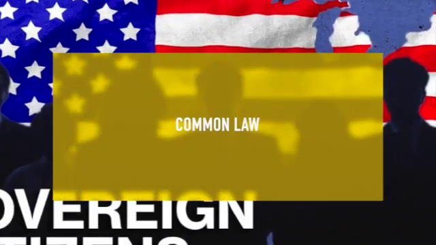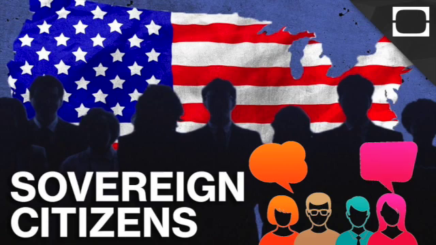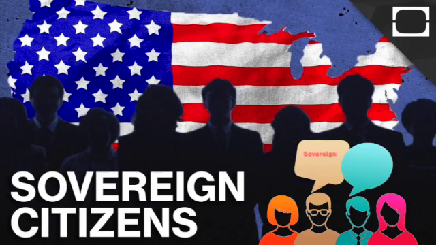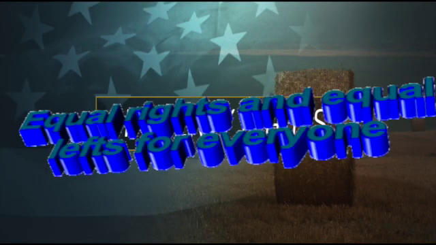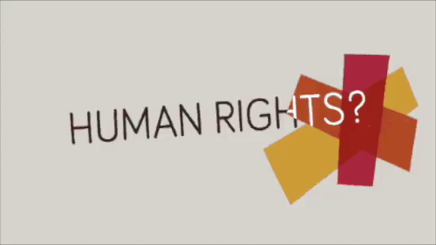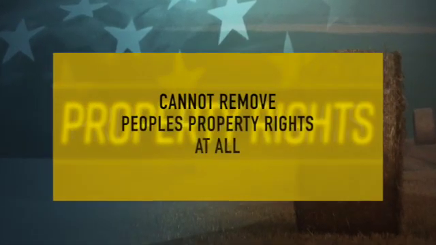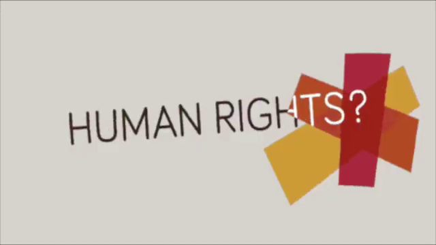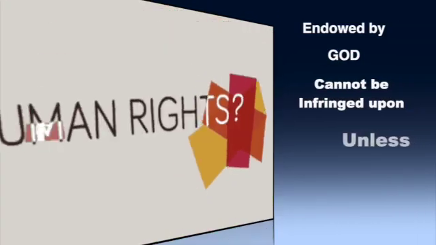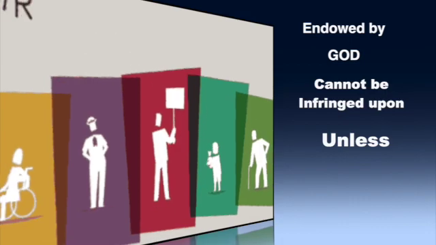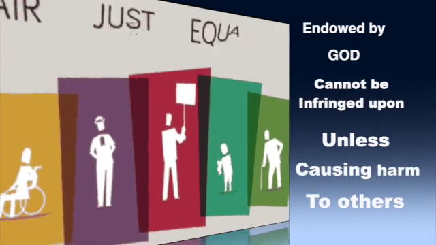So let's see. Under common law, God or prime creator recognizes every living person as sovereign with the capacity to represent themselves. Property and personal rights are inherent and completely inviolable. In other words, you cannot remove people's property rights at all. Human rights are endowed by God and cannot be infringed upon unless, there is one reason, right? Unless the person is causing harm to others, their community, or any other being.